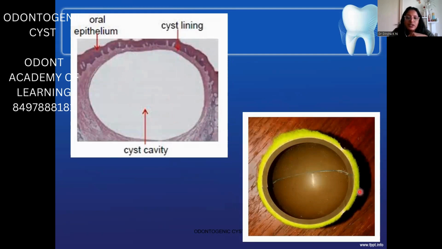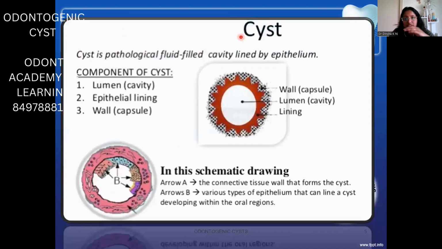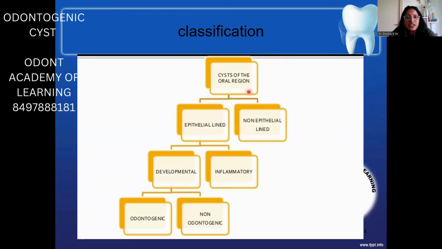We can look at an example of this half-cut bowl. This would be the lumen or the cystic cavity. Then there is an epithelium and there is a connective tissue area. So these are the three components of a cyst: lumen, epithelial lining, and a wall or capsule of connective tissue. Now we shall see the classification of odontogenic cysts.